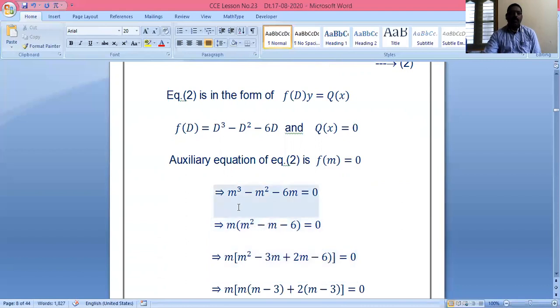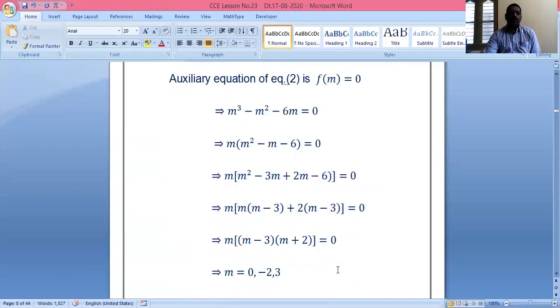By taking m common from this equation, we get m into (m square minus m minus 6) is equal to 0. Here the coefficient of m square is 1 and the constant term is minus 6. Therefore, 1 into minus 6 is minus 6. It has two factors, minus 3 and 2, and minus 3 plus 2 is minus 1, which gives the middle value. Therefore, we can write m into (m square minus 3m plus 2m minus 6) is equal to 0.